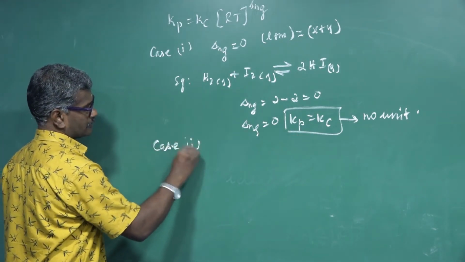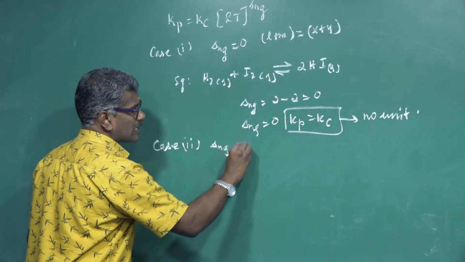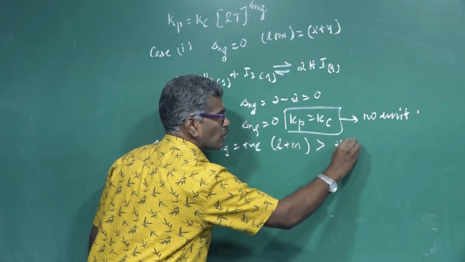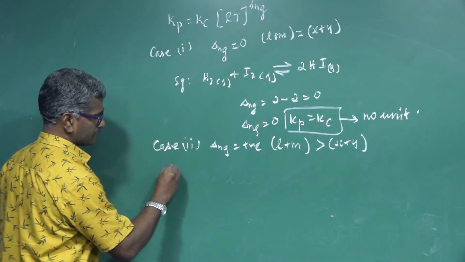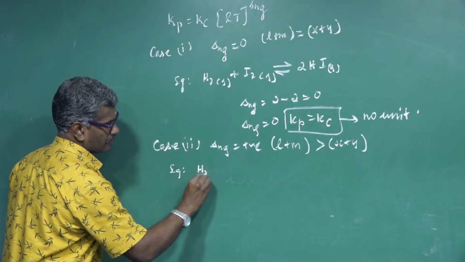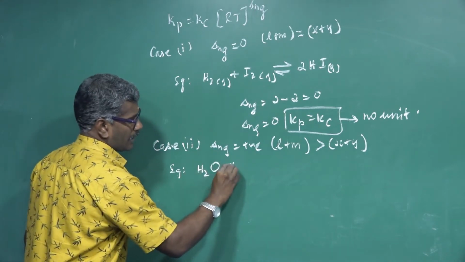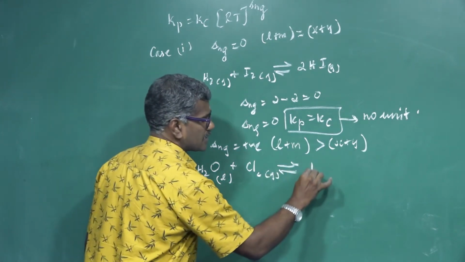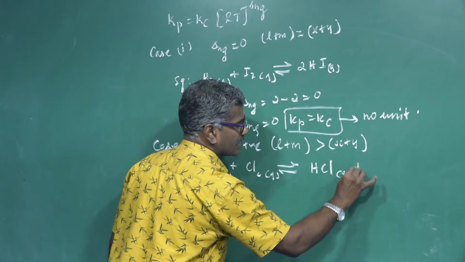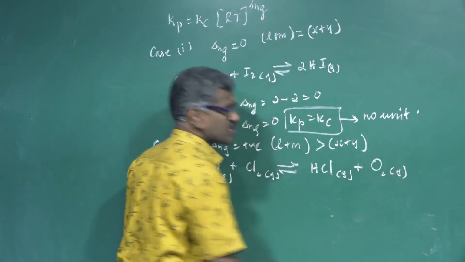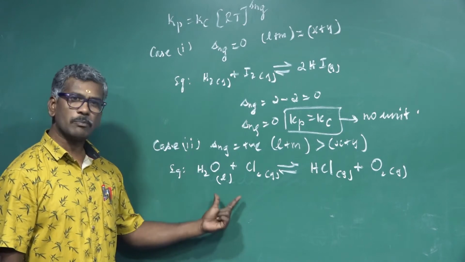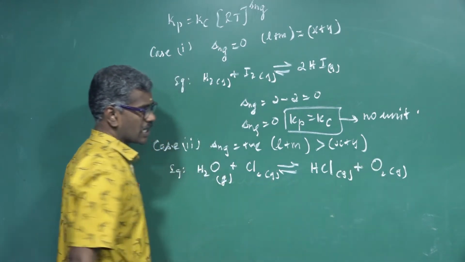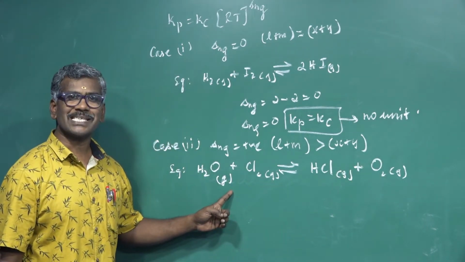Case 2. Delta Ng is positive. That is, L plus M greater than X plus Y. For example, water reacts with chlorine in the gaseous state, existing at equilibrium with the formation of HCl in the gaseous state and liberation of oxygen in the gaseous state. Here physical property is very important. All are in the gaseous state, so this is the best example for homogeneous equilibrium.